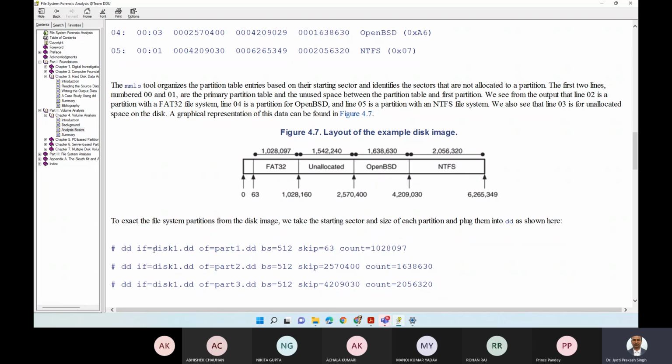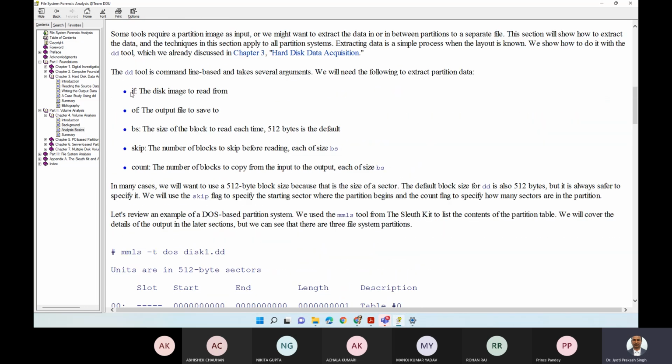Then what we can do, we can give if, which means input image, of is output image. So the if argument gives the disk image to read from, the input part, and this is the output. bs is the block size to read. By default, if you do not supply anything, it will be 512. Skip, if you want to skip, before starting, so you skip this part and then start from this place. And then count, how many blocks to read.